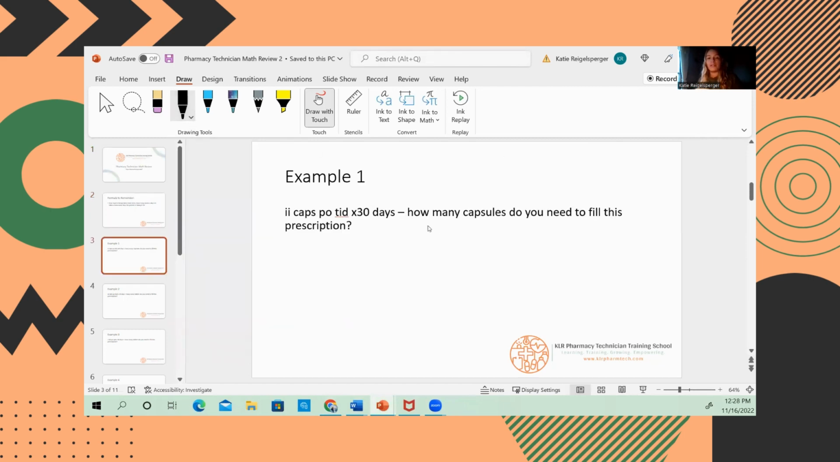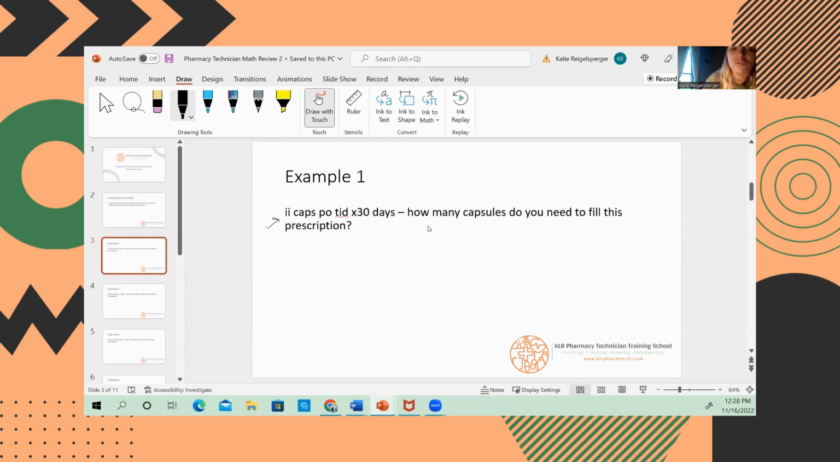All right, example 1 says, again, guys, you cannot do math for pharmacy if you do not know your SIG codes and your conversions. You must know those. But this says take 2 capsules by mouth 3 times a day for 30 days. How many capsules do you need to fill this prescription? So the first thing that we're going to do is find out how many capsules we need to take each time.